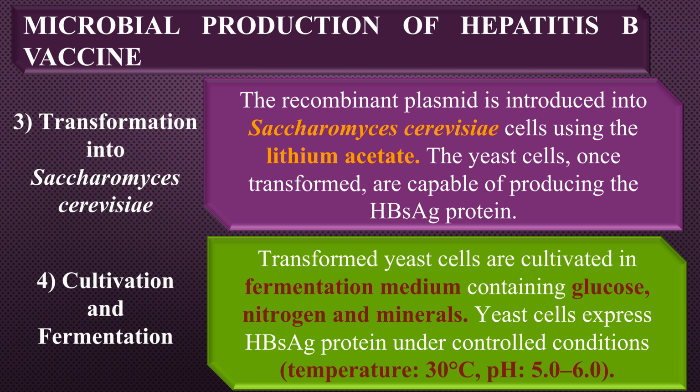Step 4. Cultivation and fermentation. Transformed yeast cells are cultivated in a complex fermentation medium containing glucose as carbon source, nitrogen and minerals. Yeast cells multiply and express the hepatitis B surface antigen protein in fermentation tanks under controlled conditions like temperature 30 degrees Celsius, pH 5 to 6. The cells are cultured to high densities while optimizing growth and protein production.